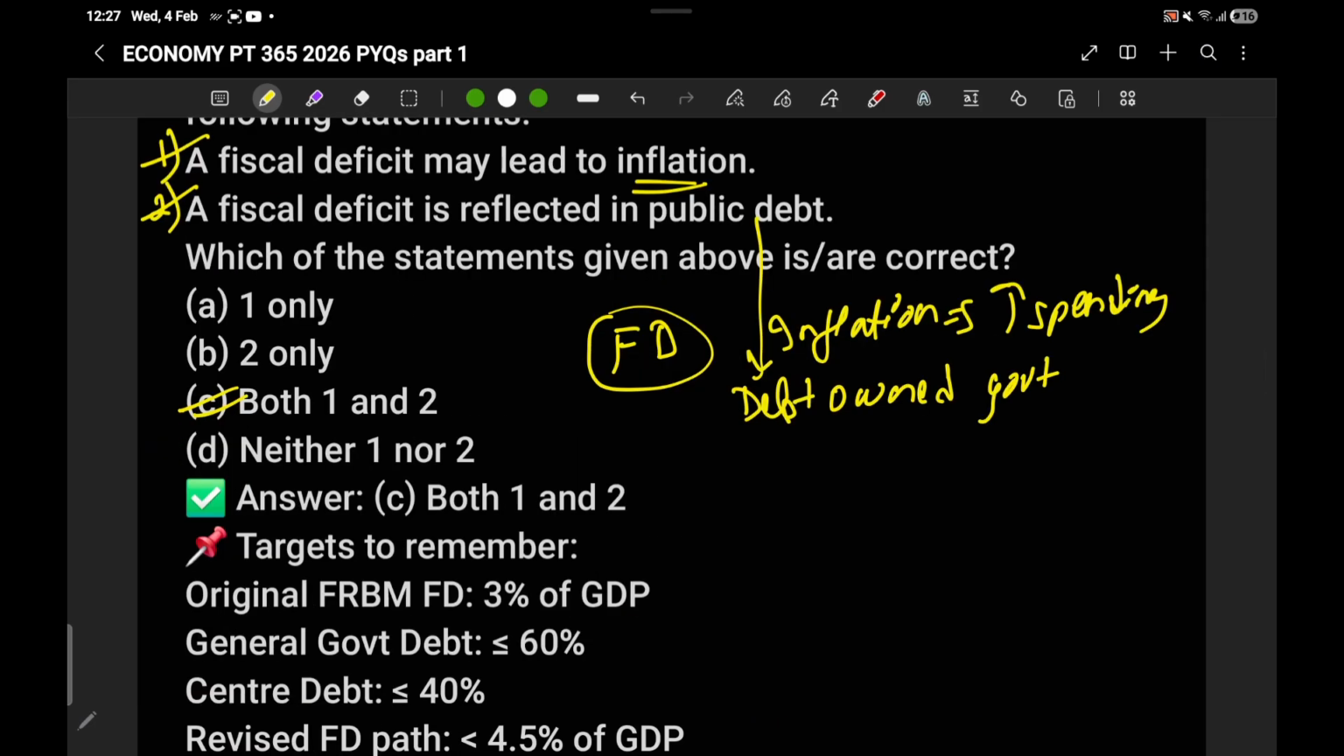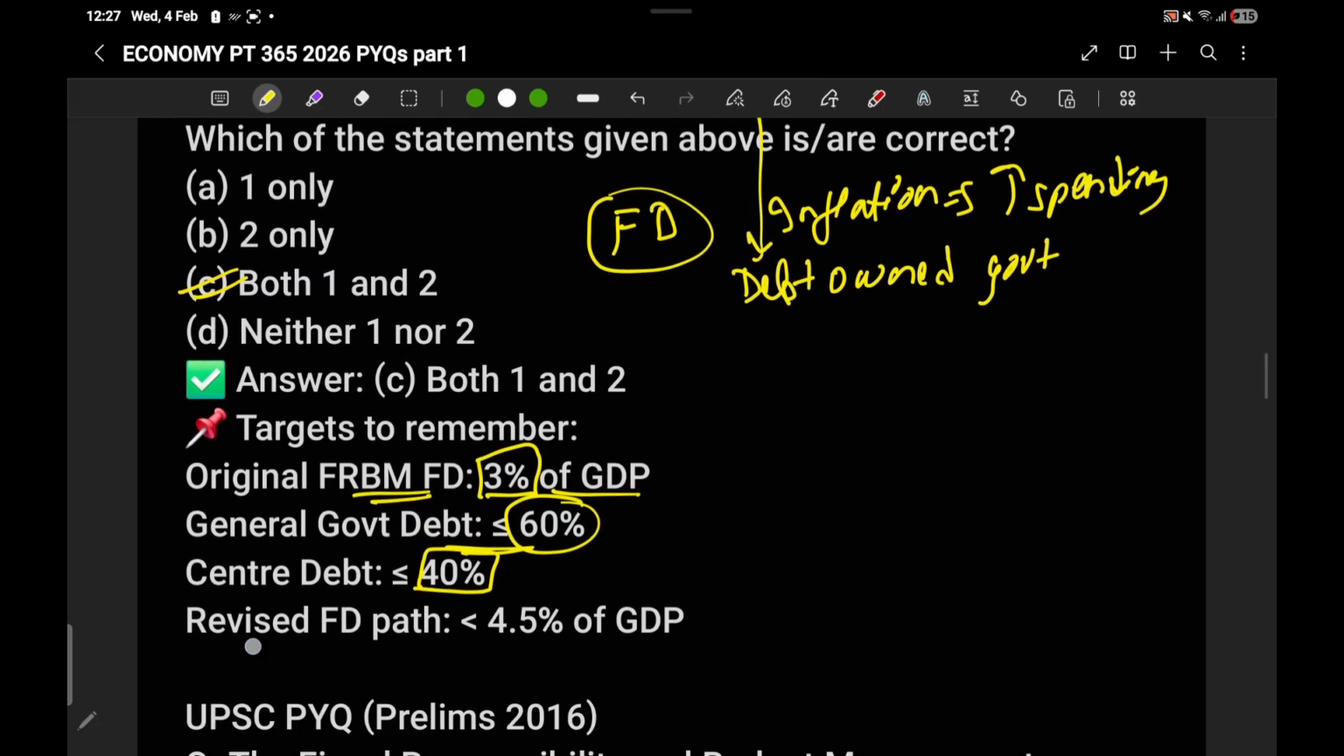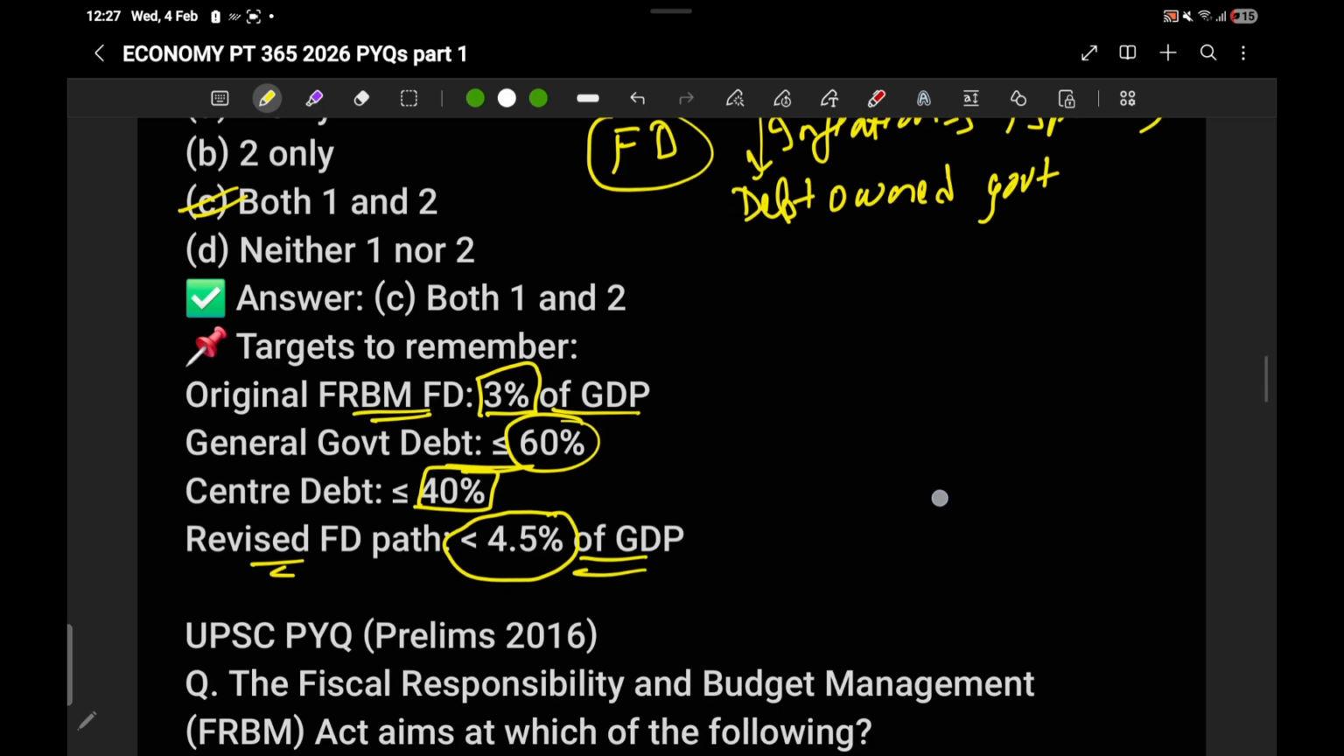So according to the FRBM, we know that 3% of GDP is the target. General government debt, that is a 60% target, and central government debt should be less than or equal to 40% is the target. But they have revised it newly, that is 4.5% of GDP is made now. Okay, so keep updated with this.